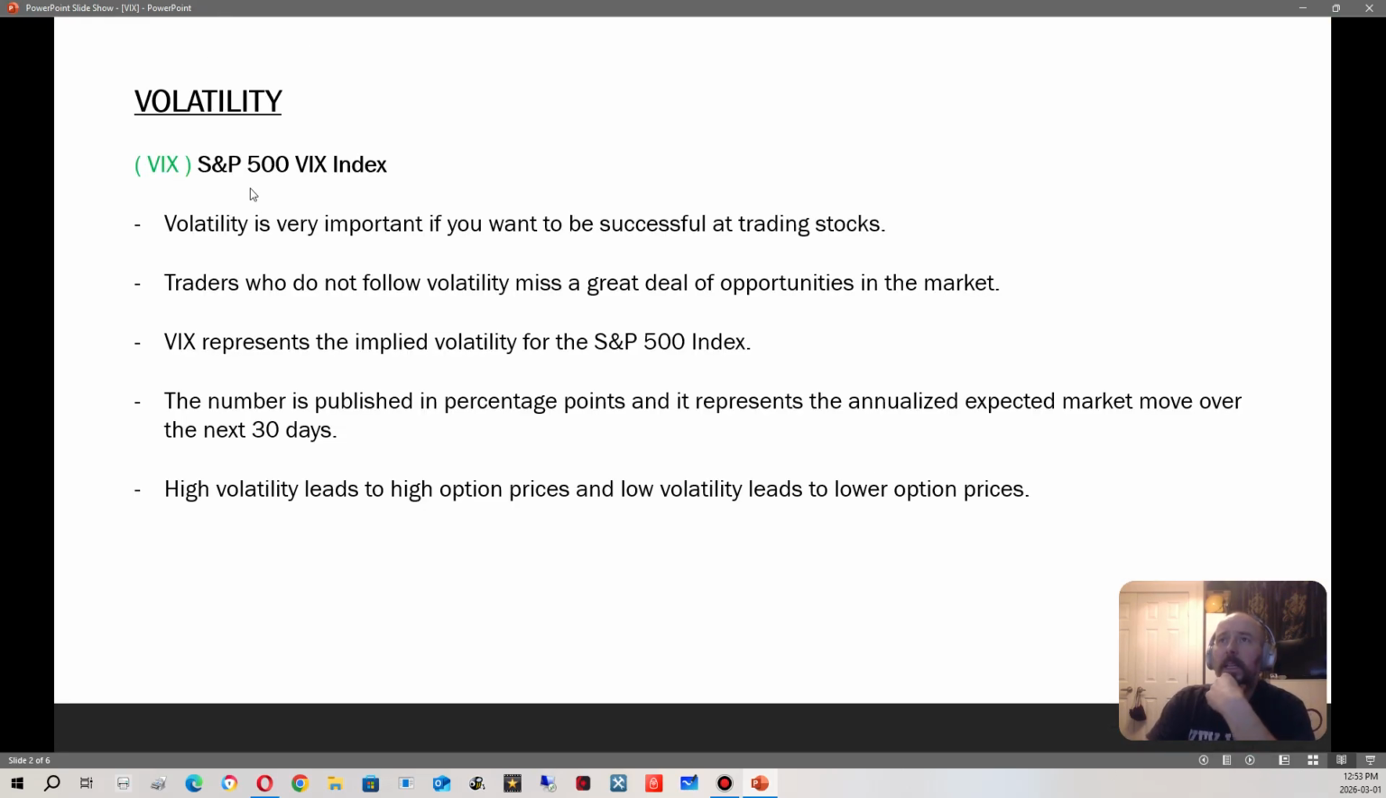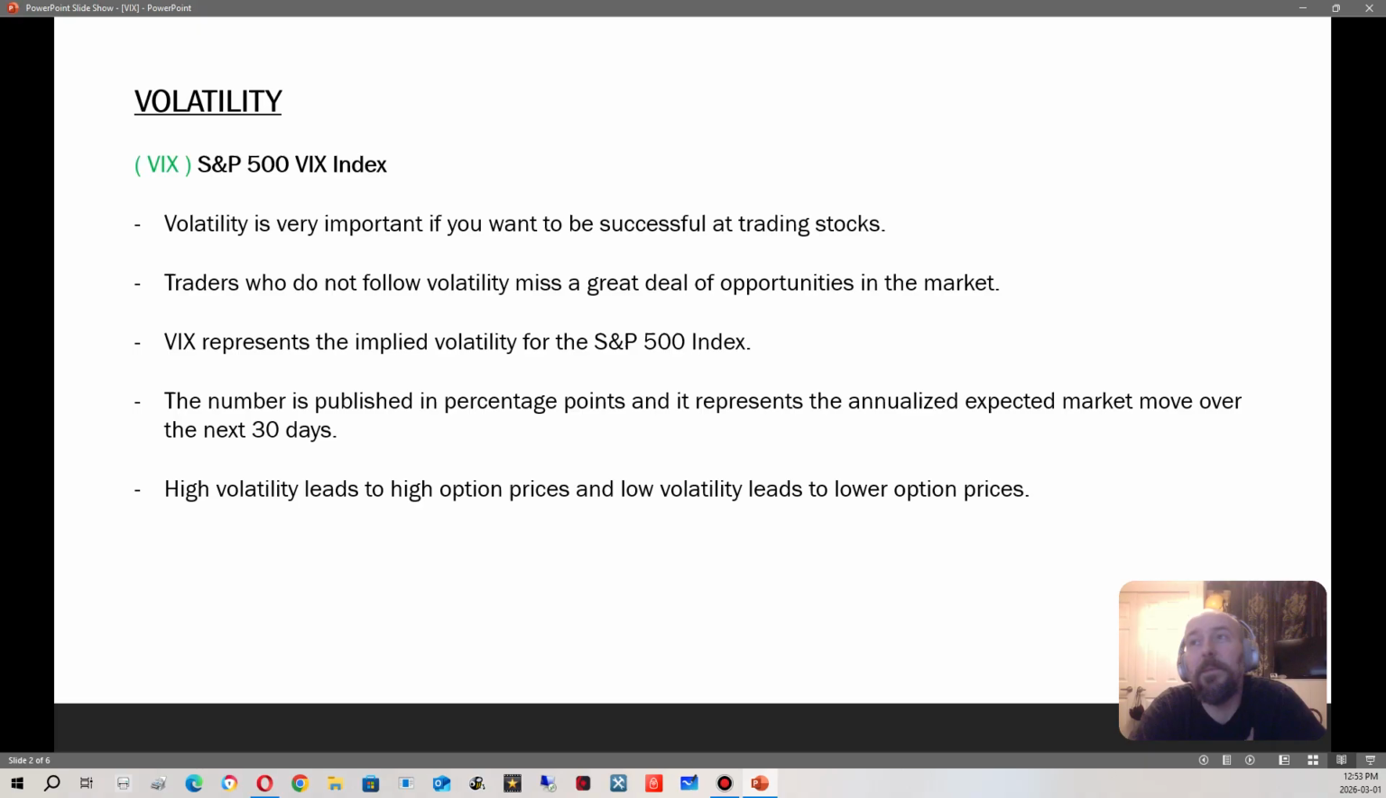The VIX, S&P 500 VIX Index. It's the volatility measure for the S&P 500 set of stocks. Volatility is very important if you want to be successful at trading stocks. Traders who do not follow volatility miss a great deal of opportunities in the market.